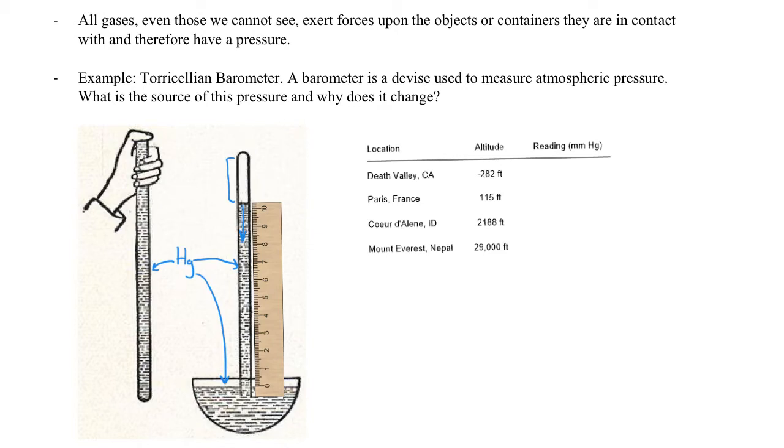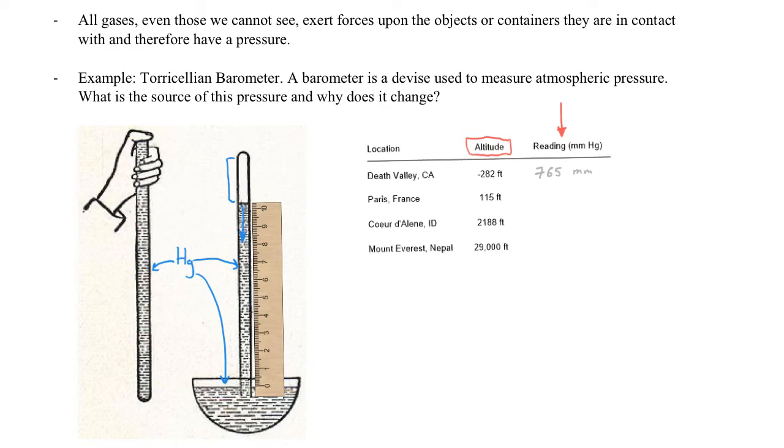I also have listed the altitudes of each of those locations, the approximate altitude in feet. And then finally, in this column that I'm going to fill out here, I have the atmospheric pressure, or the reading from a Torricellian barometer listed in millimeters of mercury. Most weather sources here in the United States provide these readings in inches of mercury, but in chemistry we typically use millimeters of mercury. So here are the readings I pulled off the internet from yesterday.